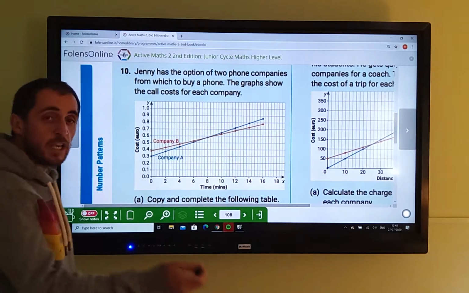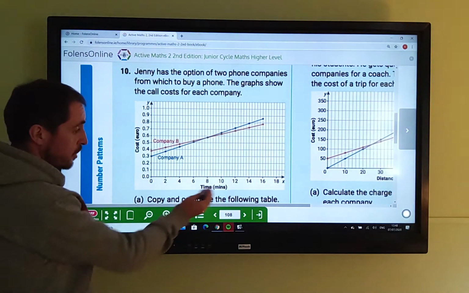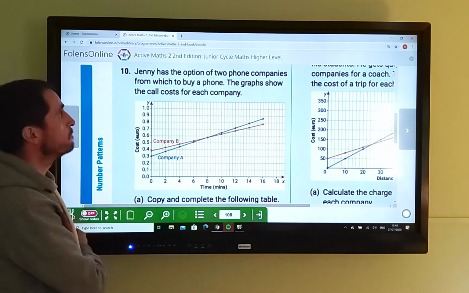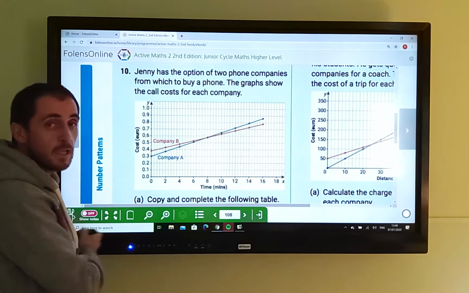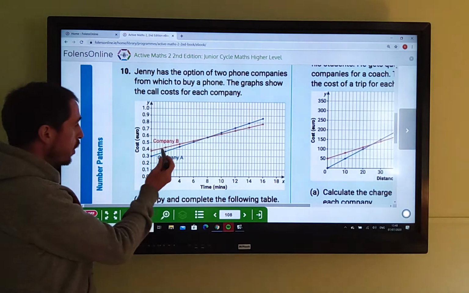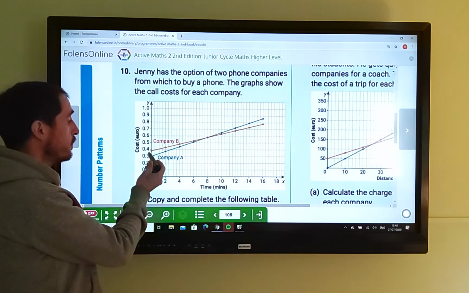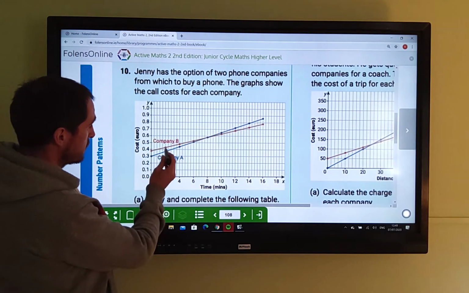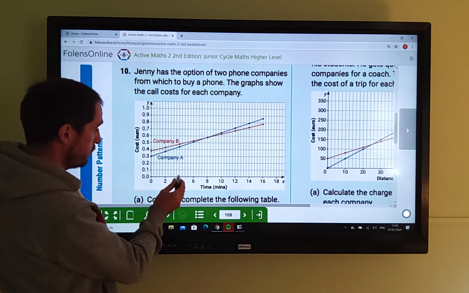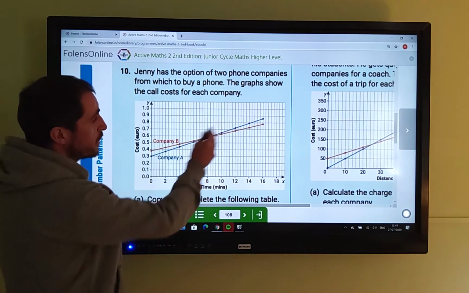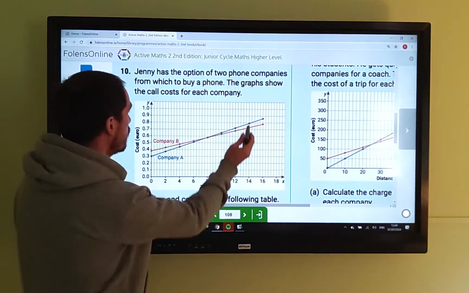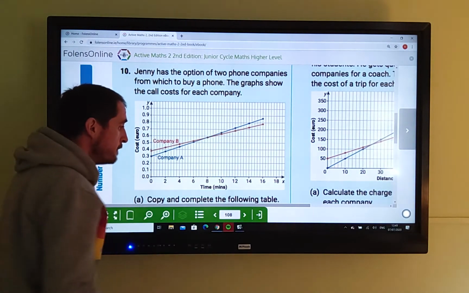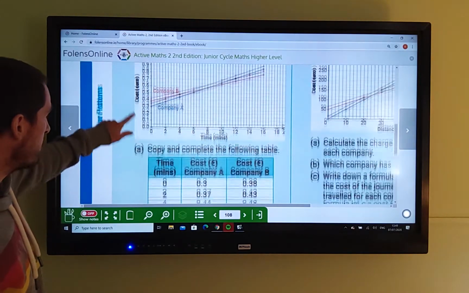So if I don't make any calls or spend any time on the phone, company A is still going to charge me 0.3, or 30 cents, and that's called a standing charge. And company B will charge me 0.3 something, whatever it is. And then you work out after 2 minutes, it's going to be just under 0.4. After 4 minutes and so on, you read your graph like that. So after 14 minutes, it's charged 0.8 or 80 cents. Okay? So you have to complete the following table.